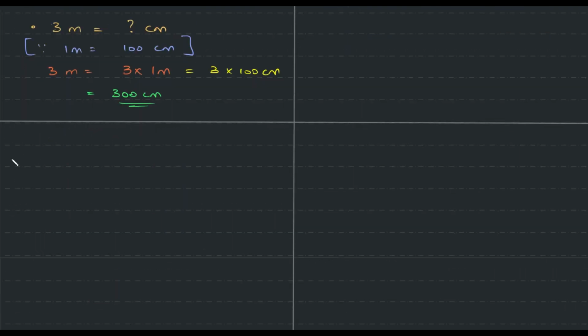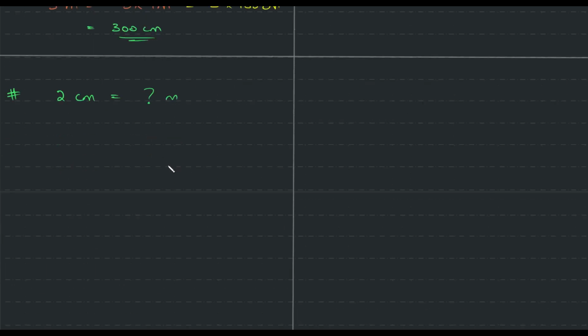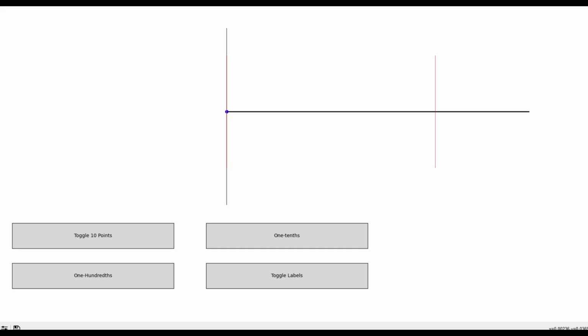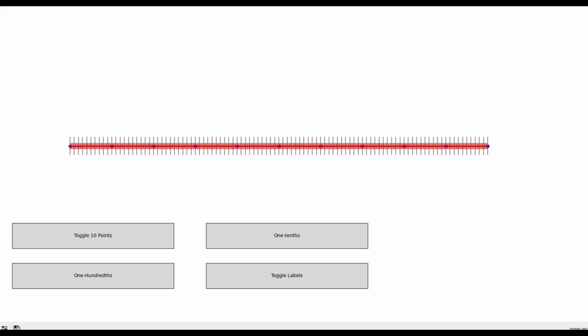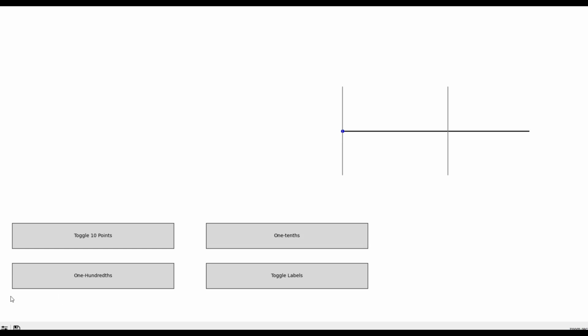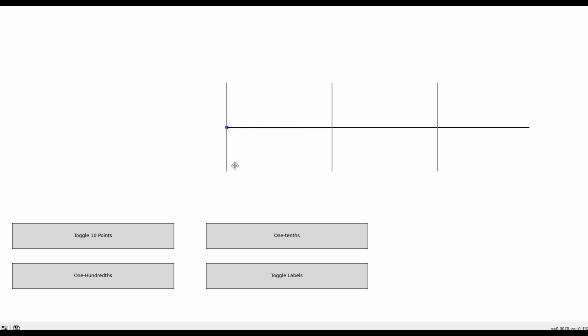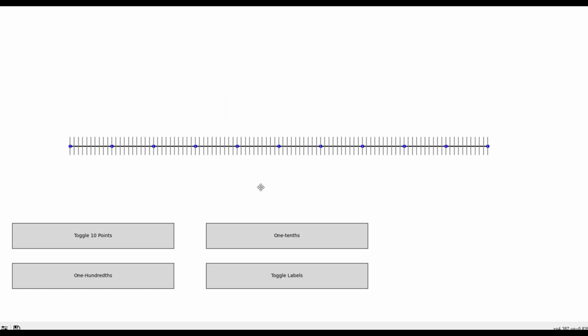So let me do this actually. We have 2 centimeters is equal to how many meters? Remember, 2 centimeter is a smaller value. Let me show 2 centimeters for you guys. If this entire thing is a meter, these 2 things make up 2 centimeters. So this 2 width makes up 2 centimeters. So a meter is pretty huge.